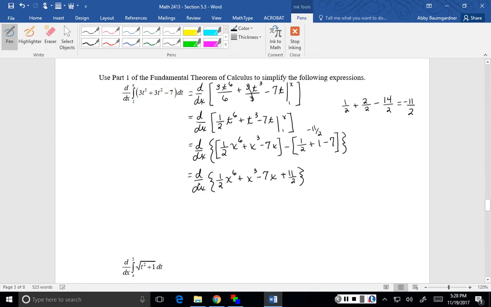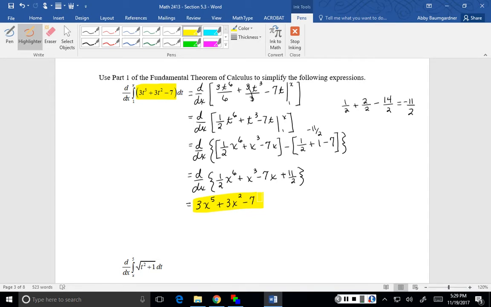And now I actually want to do this d/dx stuff, where that just means take the derivative. So 6 times a half gives me 6 halves, which is 3. Subtract 1 from the exponent, so x to the 5. Then 3x squared, subtracting 1 from the exponent, and 7. And then the derivative of this constant is 0. Okay, what is the difference between our integrand and our answer? Well, they're the same, except our answer has x's instead of t's.